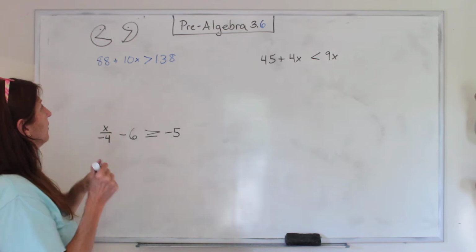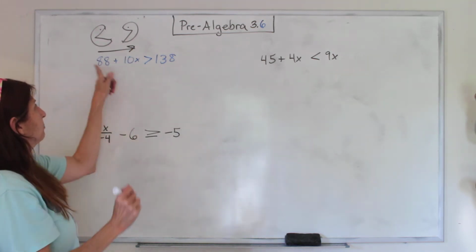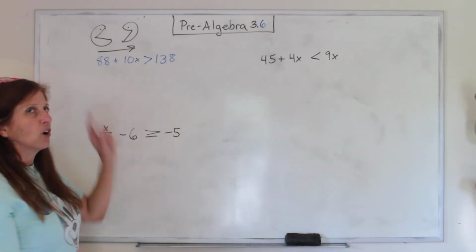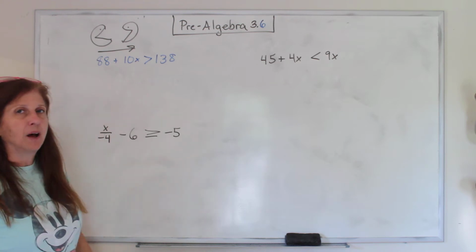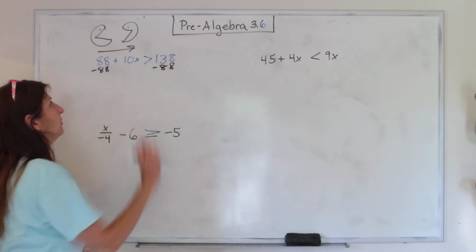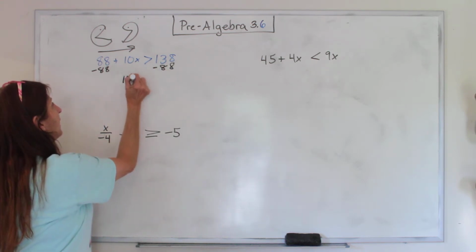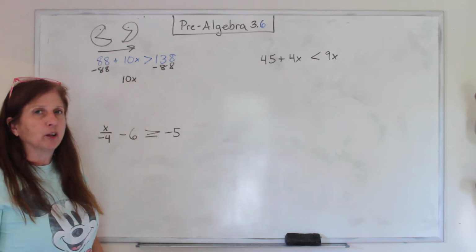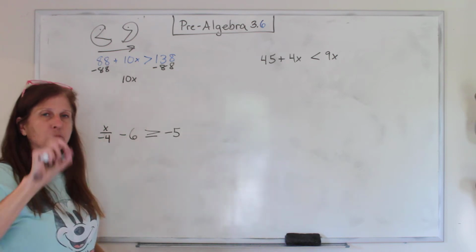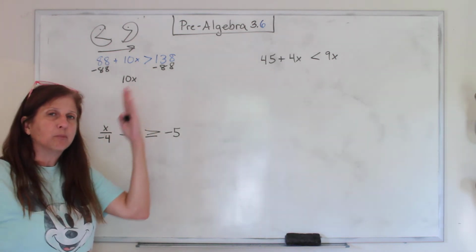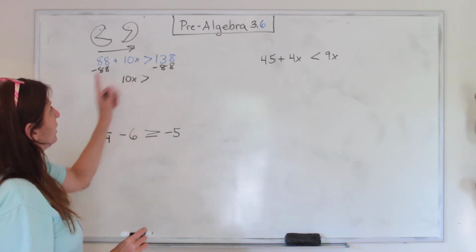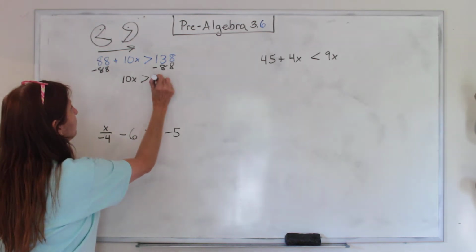So, why is x not alone? Because it has a plus 88 and a 10. Which one do we get rid of first? The one that is further away. So what's the opposite of this positive 88? Minus 88. What I do to one side, I do to the other. I bring down what I didn't mess with. Do I flip it? No, because I subtracted. I only flip it if I multiply or divide both sides by a negative number. So, leave it like it is, and 138 minus 88 is 50.